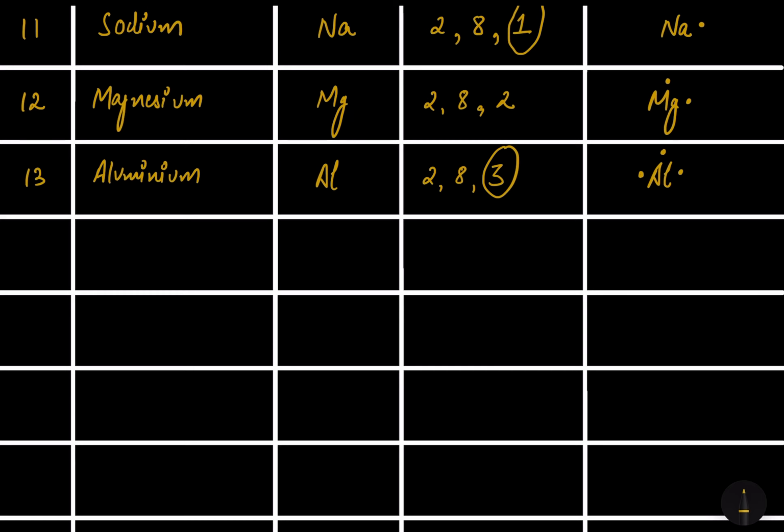Now let's talk about the atomic number 14, that's silicon. The silicon is represented by the symbol Si. The electronic configuration for atomic number 14 comes out to be 2, 8, 4. So here the first shell is having 2 electrons, the second is 8, and the third one, that is the outermost shell, is having 4 electrons. So it comes out to be silicon. We have to show the 4 electrons, 1, 2, 3 and the 4. So that's the Lewis symbol. Now let's talk about the atomic number 15, that's phosphorus.